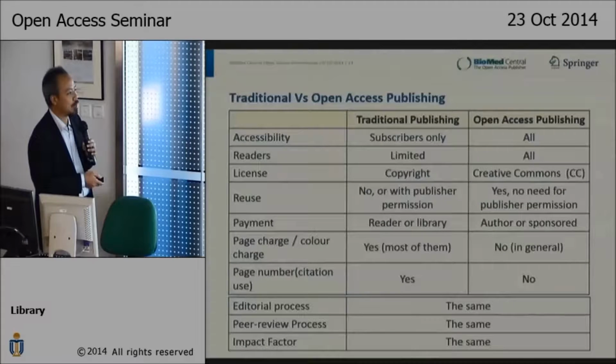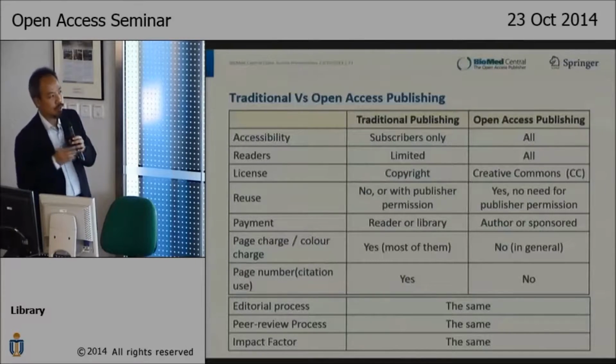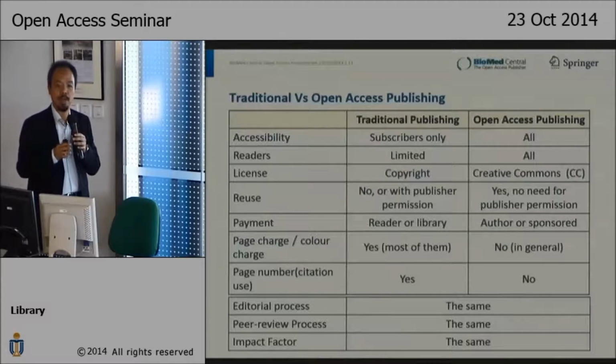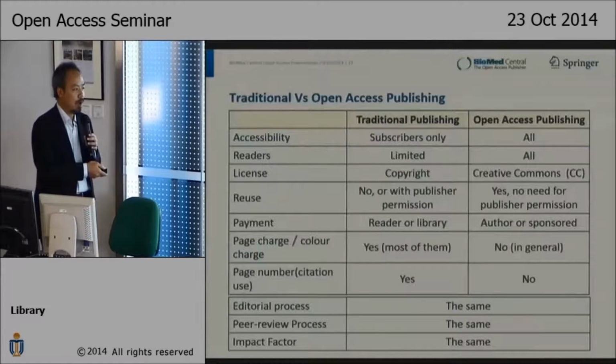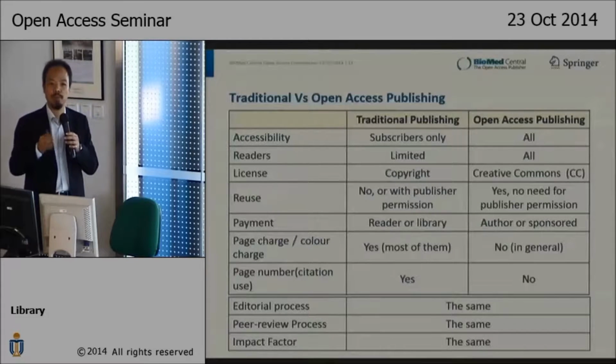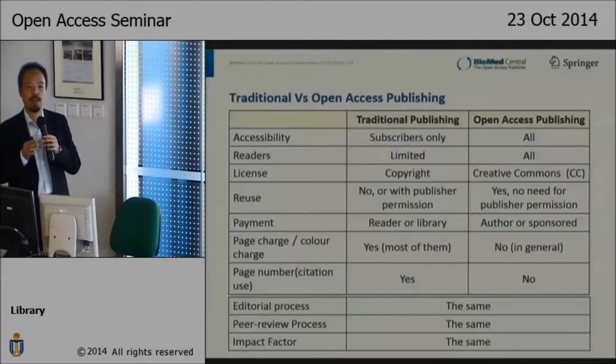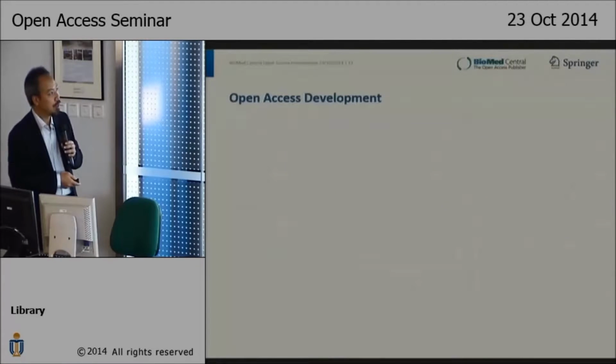And page numbers, yes, for you to write the reference, but open access publishing is different. But there is also something that is basically the same: the editorial process, the peer review process, and also the impact factor. They are using the same as the traditional professional journals. They go through the same whole process as well. So open access is only the way to disseminate your final research paper. It doesn't mean lower quality. So that's one thing you need to bear in mind.